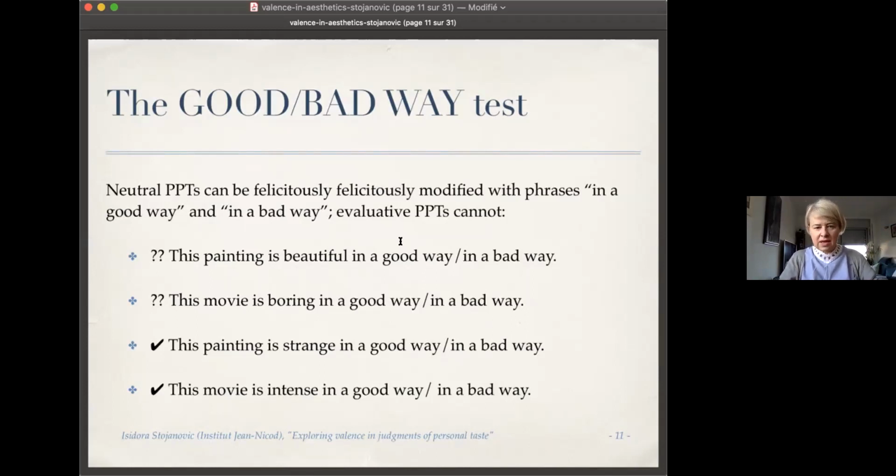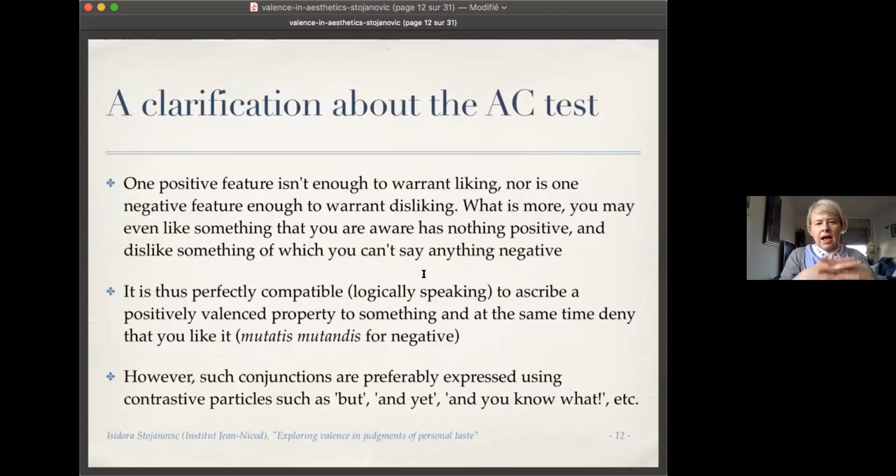This movie is boring in a good way is again weird. This movie is boring in a bad way, similarly so. To say that something is boring in a good way is almost contradictory, whereas to say that this is boring in a bad way is redundant. On the other hand, things like this painting is strange in a good way or in a bad way are perfectly natural. Similarly with adjectives such as intense. This movie is intense in a good way, it is intense in a bad way. So I want to clarify how this test methodology works.